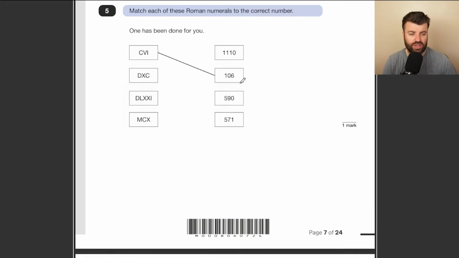Question 5. Match each of these Roman numerals to the correct number. One has been done for you. C is 100, V is 5, and I is 1. So that's 105 and 1, which is 106, obviously.